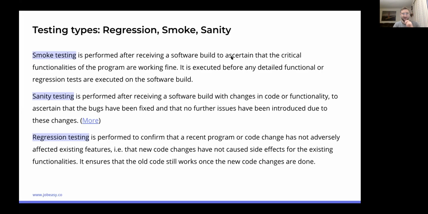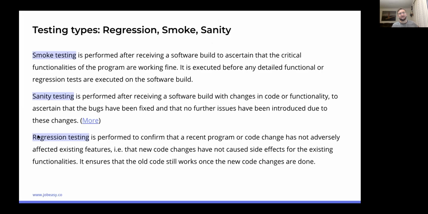All right. So regression testing. Regression testing is somewhat similar, and it's more of a concept than a physical thing. None of these types of testing have anything to do with physical testing. It's an approach that is applicable during a certain situation or a certain point of development of a product. Regression testing is performed to confirm that a recent program or code change has not affected existing features.